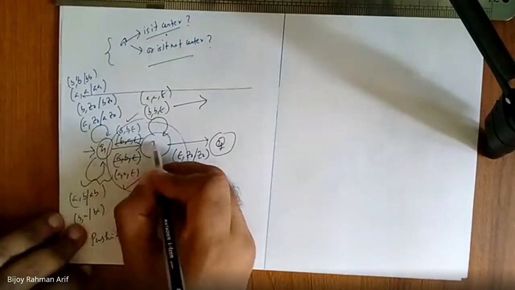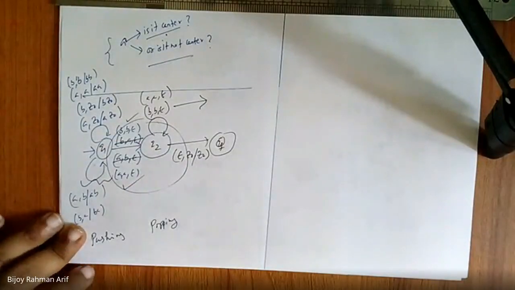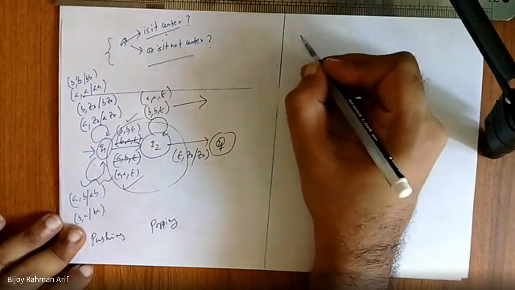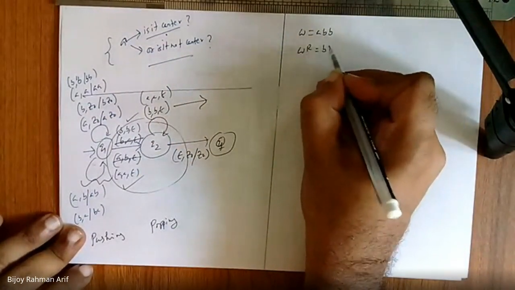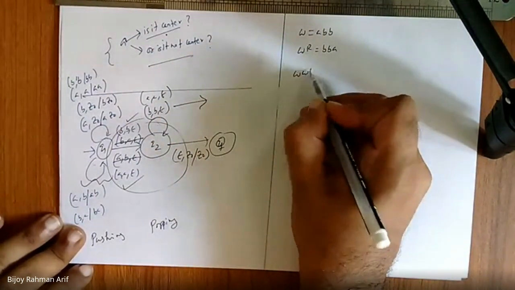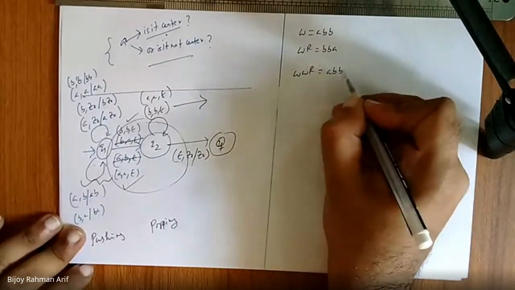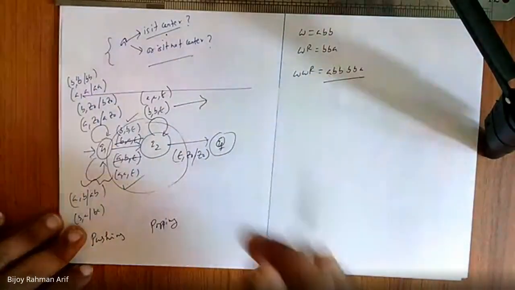Sir, how do we know when we get A on B, then popped up? Let's take Q1, Q2. Let's take this language. Let's say W equal to ABB and W^R is BBA. So WW^R is ABBBBA. So we have to accept this one. So what can we do?